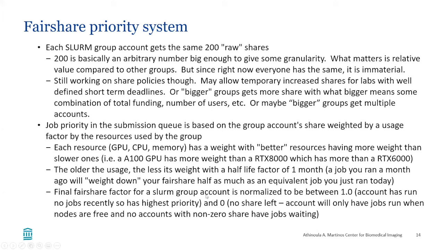So the final fair share factor for some group is normalized to be between 1 and 0, with 1 meaning your account has essentially run nothing recently, and 0 meaning you basically have no shares left. Your account will only have jobs run when there are nodes free, and no other accounts have jobs with priority that are waiting.